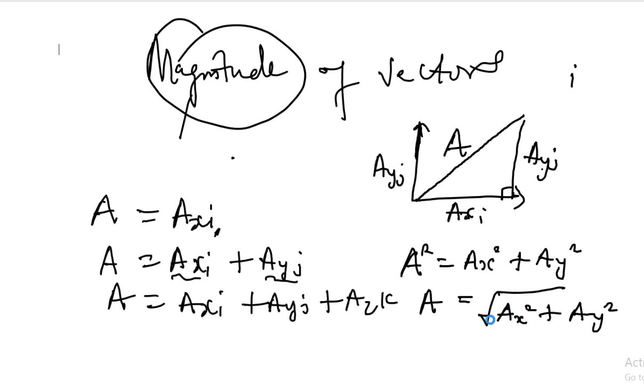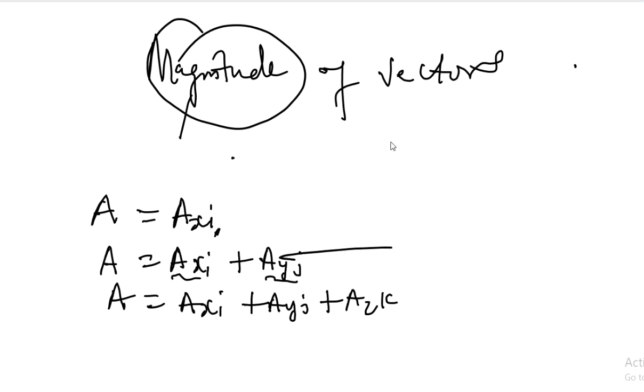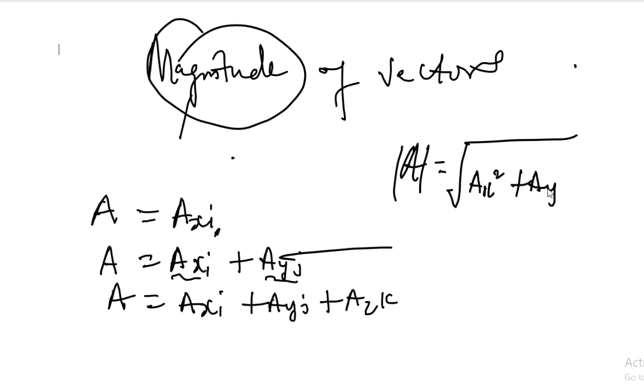This is always represented as modulus to tell us that it is always positive. The length of a vector is always positive. The magnitude of a vector is always positive. Similarly, for a 3D vector, the modulus of A equals the square root of AX square plus AY square plus AZ square. Let us solve a problem to illustrate this.